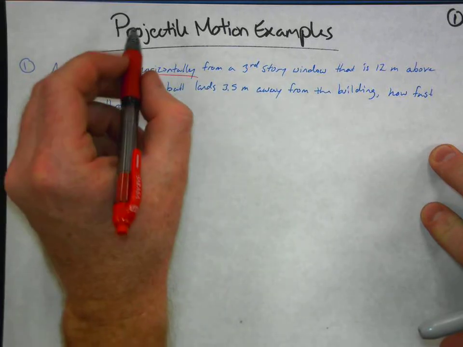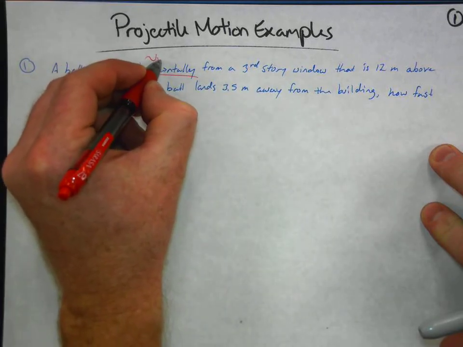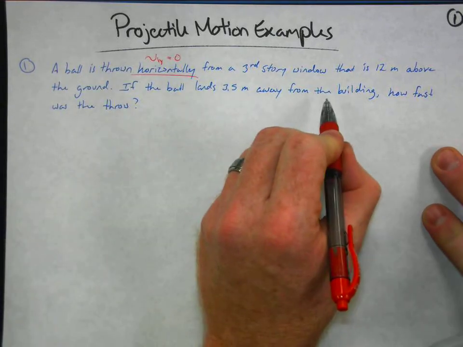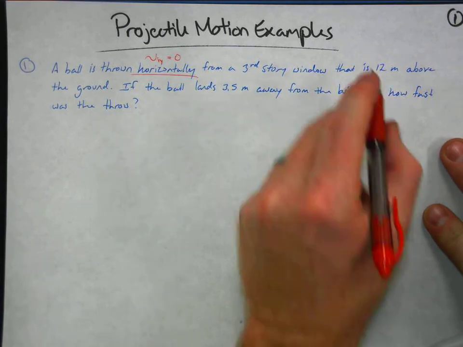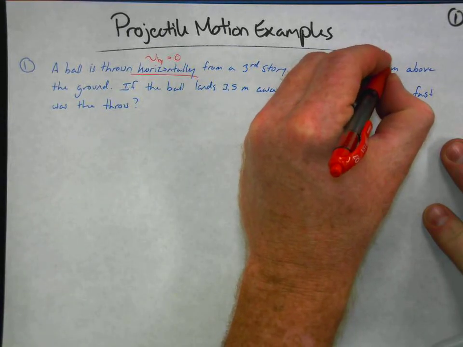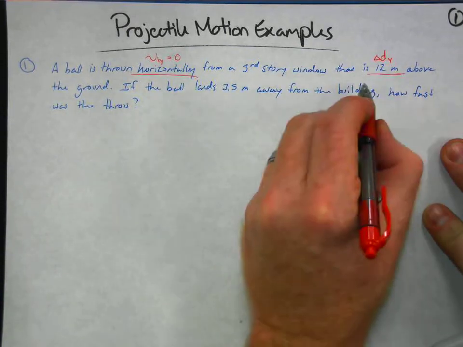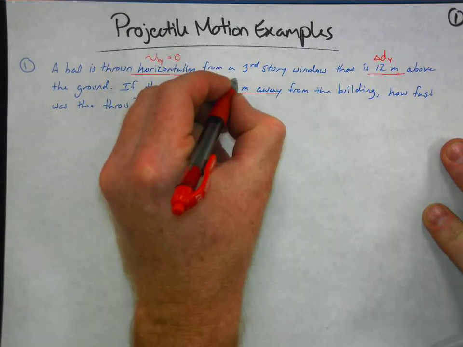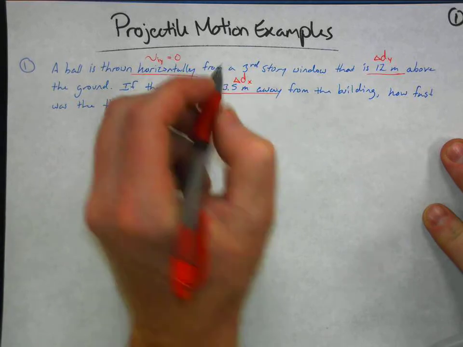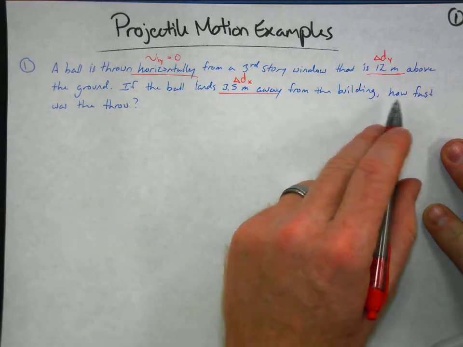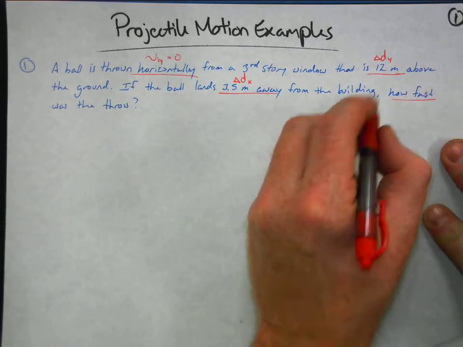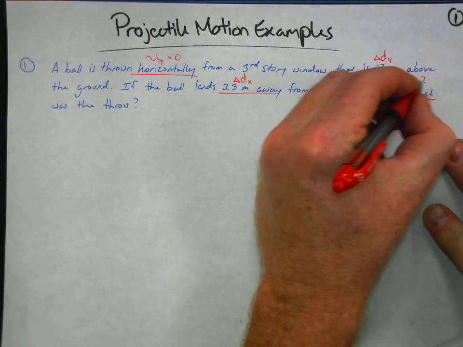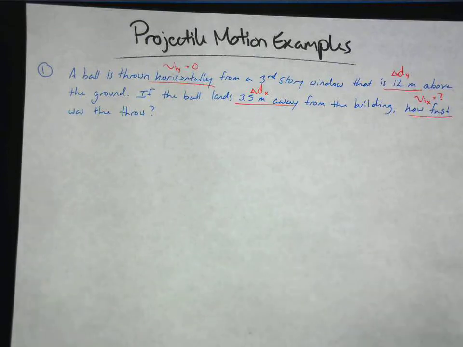Horizontally thrown means that your initial velocity in the y direction is 0, and this 12 meters above the ground is a displacement in the y direction. This 3.5 meters away from the building is a displacement in the x direction. How fast was the throw? How fast is an initial velocity in the x direction? So that's what we've got to find. So some quick notes like that.